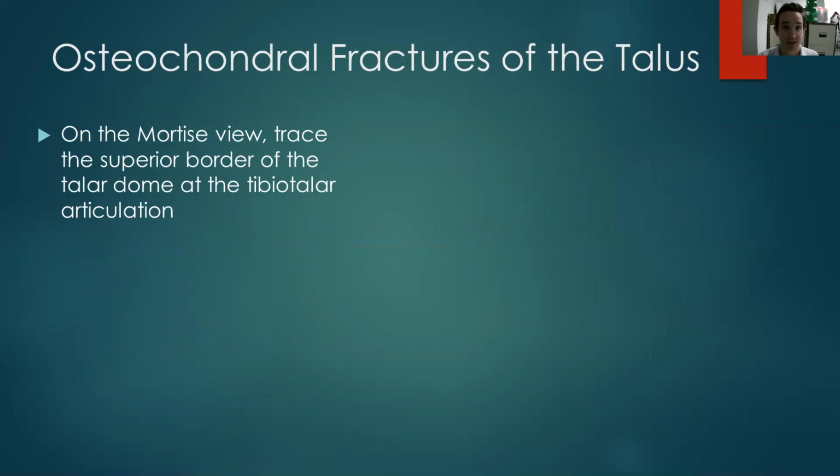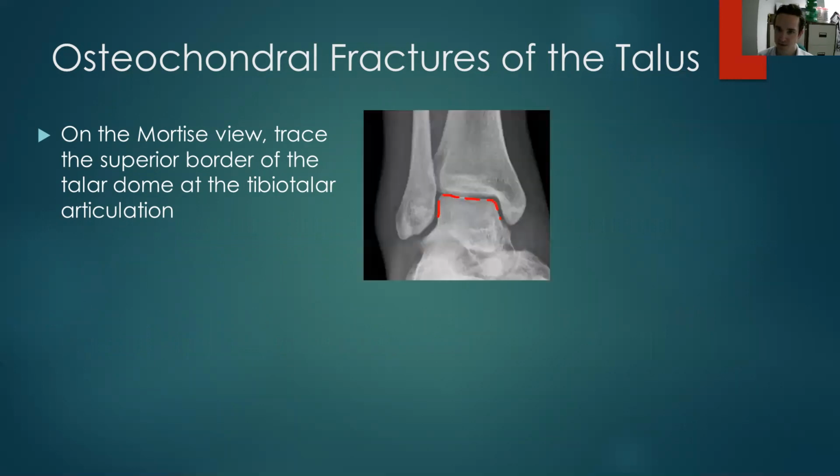We need to just assess the mortise radiograph differently. Once you've checked that there's no mortise fracture, we then need to go back to the mortise view. We need to be tracing the inverted view of our talus at the medial, lateral aspects and across the top. We're looking for any subtle bony lucencies or irregularities to the cortex.